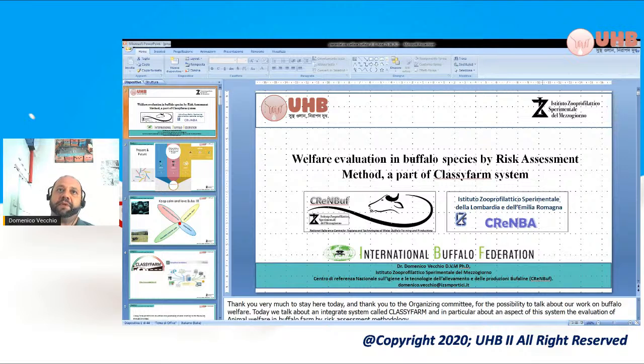So the classifier permits the collection and processing of data relating to the following evaluation areas: animal welfare, biosafety, antimicrobial usage, and injuries detected at the slaughterhouse. This is now performed just on swine farms, but the implementation in ruminant farms is very, very near.